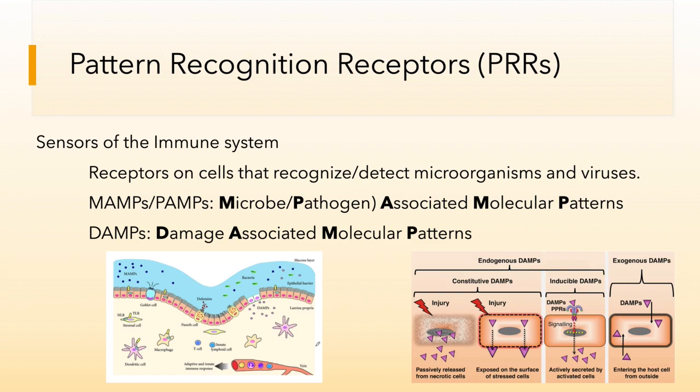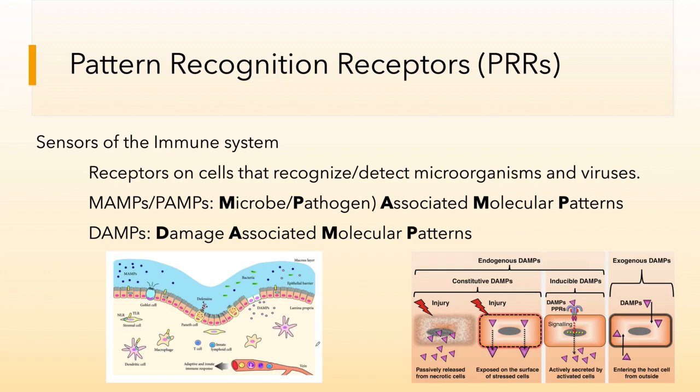The first are called MAMPs, sometimes referred to as PAMPs. And that would be microbe or pathogen associated molecular patterns. These are things like peptidoglycan, flagellin, particular toxins, the LPS or lipopolysaccharide found in the outer lipid layer of gram-negative microorganisms.